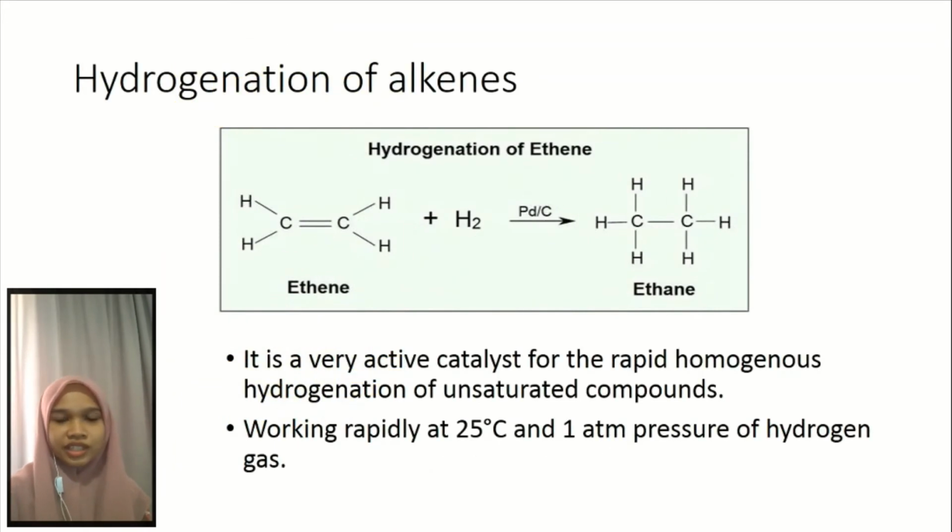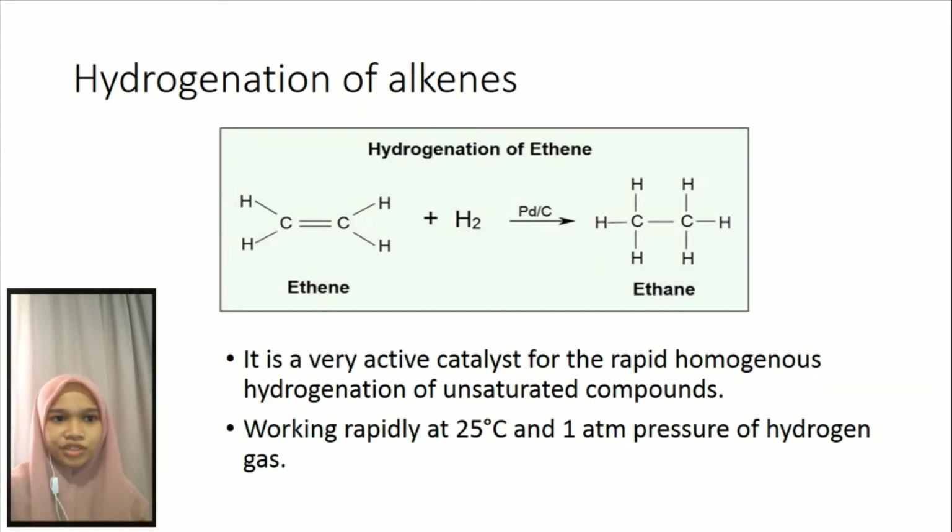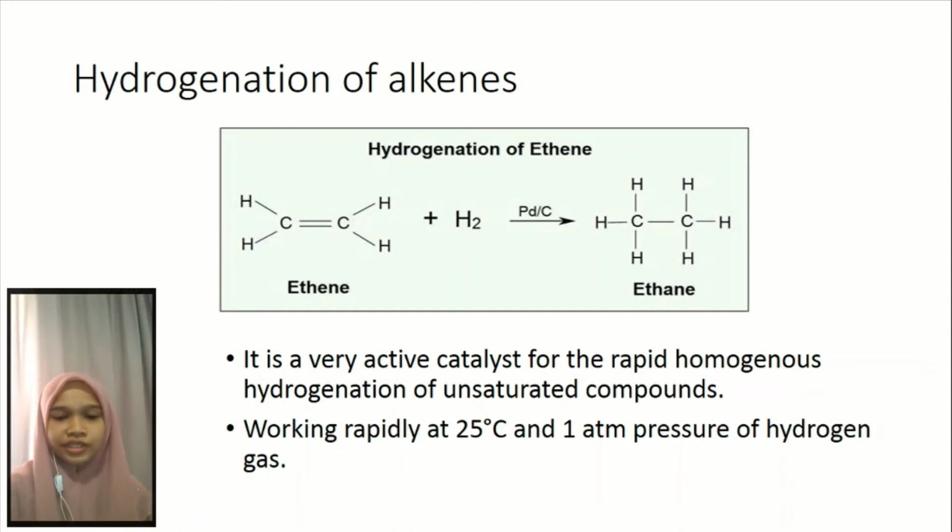So this is the example. This slide shows the hydrogenation of ethene. From ethene, it is converted to ethane. It is a very active catalyst for the rapid homogeneous hydrogenation of unsaturated compounds. It works rapidly at 25 degrees Celsius and 1 atm pressure of hydrogen gas.